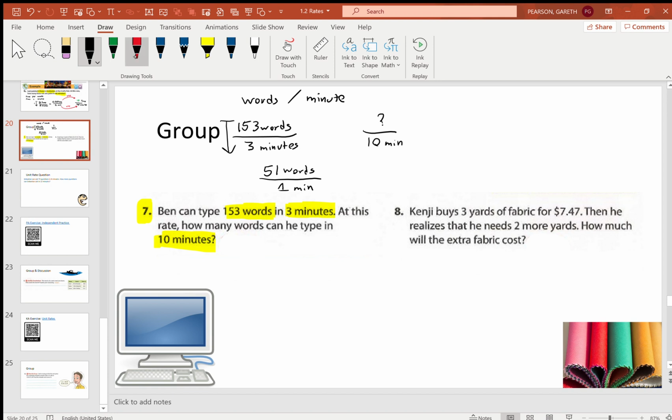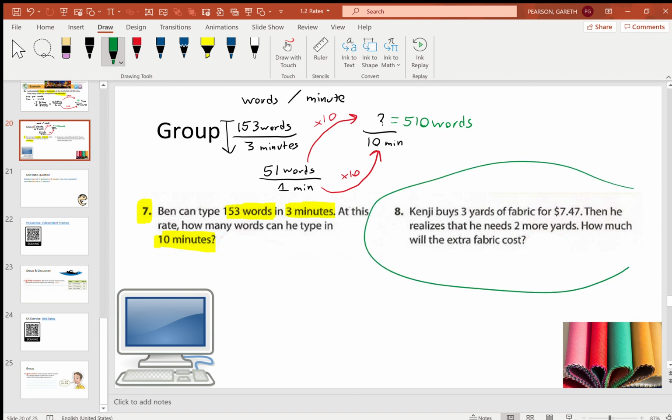But remember, you're trying to find how many words he can do in 10 minutes. Well, 1 times what is 10? Well, that's right. 1 times 10. So if you're multiplying the bottom by 10, you have to multiply the top by 10. So 51 times 10 will equal 510 words. And that's your answer. You can see that we have another question on the right.